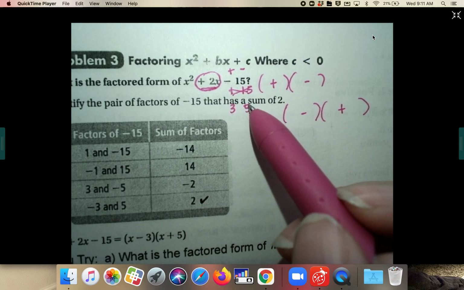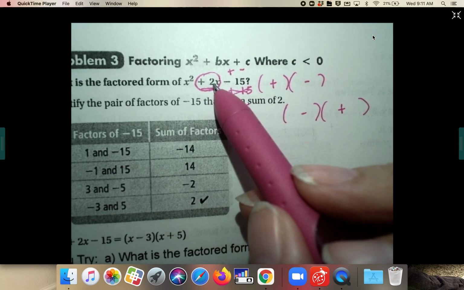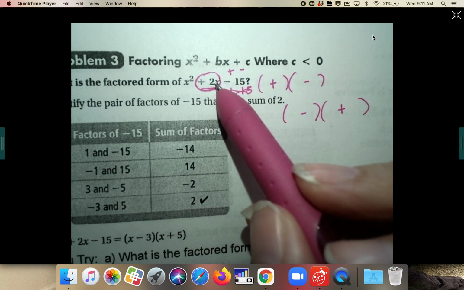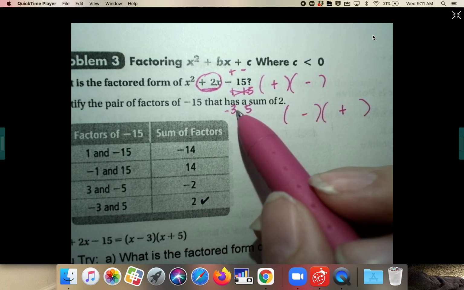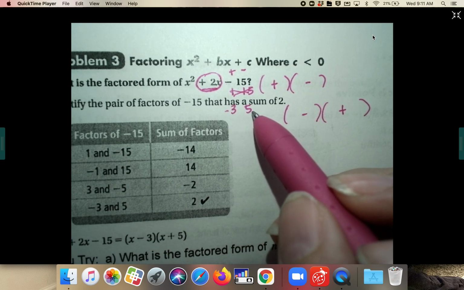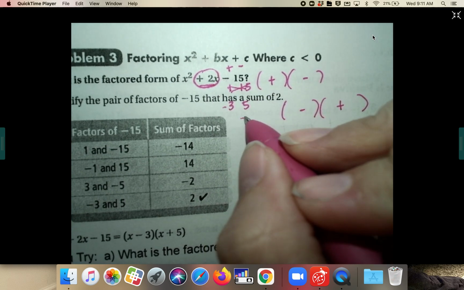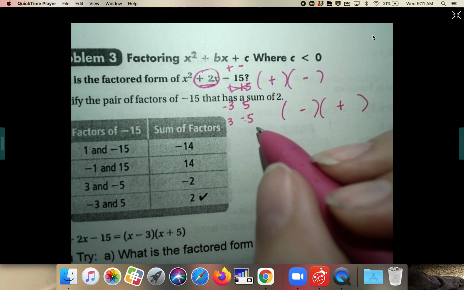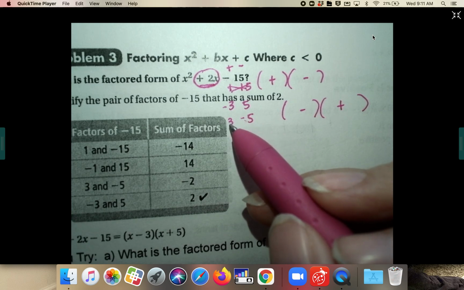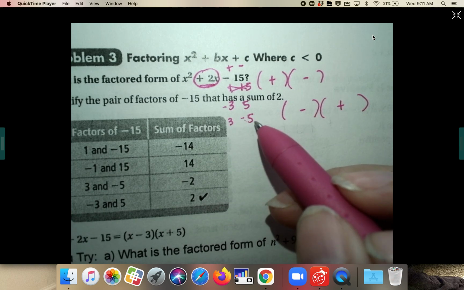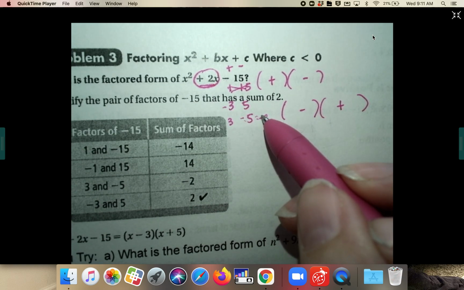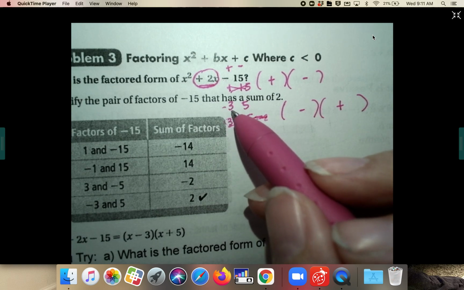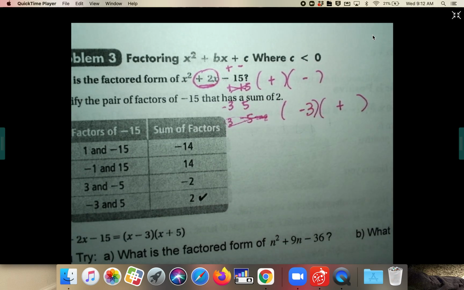When you add them, it needs to be positive 2. So I'm going to choose to put my negative here, because negative 3 plus 5 is positive 2. If I had put my negative on the 5, positive 3 plus negative 5 would have been negative 2. And I don't want negative 2. I want positive 2. So that's why I have to choose the negative on the 3. So the negative has to be with the 3 and the positive has to be with the 5.